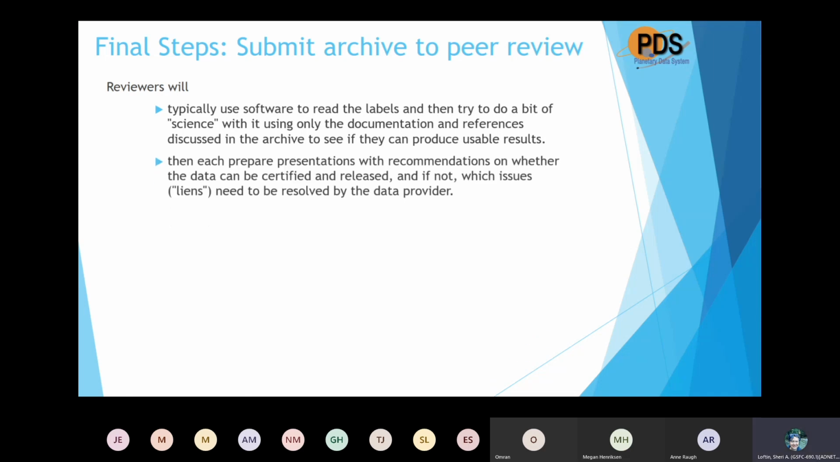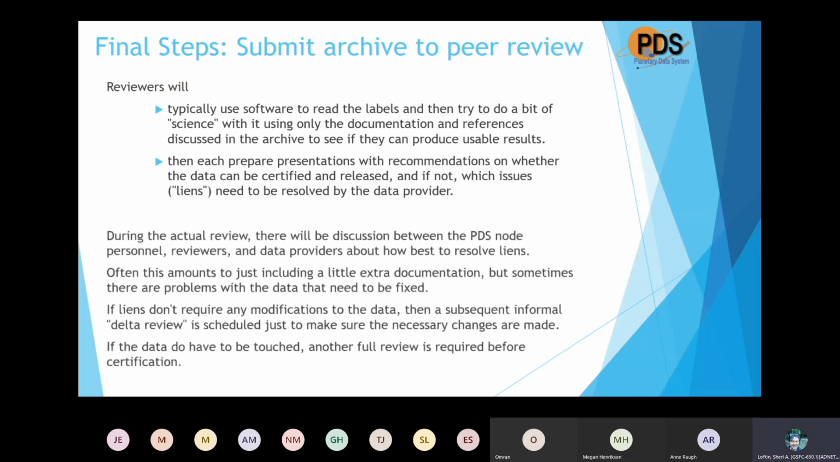And then each of the reviewers will prepare presentations with recommendations on whether this data is usable. And if there are things that are missing, if there's documentation missing, or maybe some files weren't accounted for, then you'll get something called a lien, and that needs to be resolved by you. So within this review, you're going to have a discussion. It's not like you're just going to hand it off. There's going to be a discussion on how to resolve these liens.